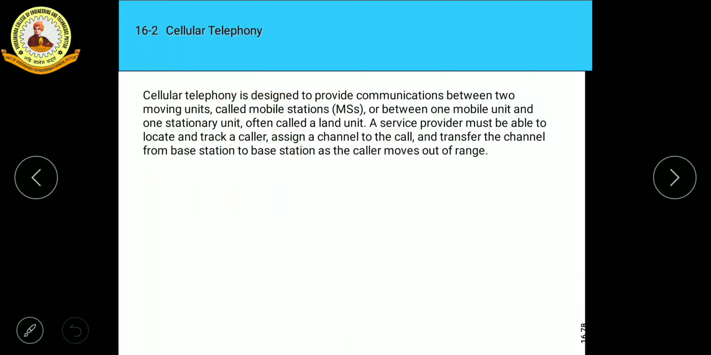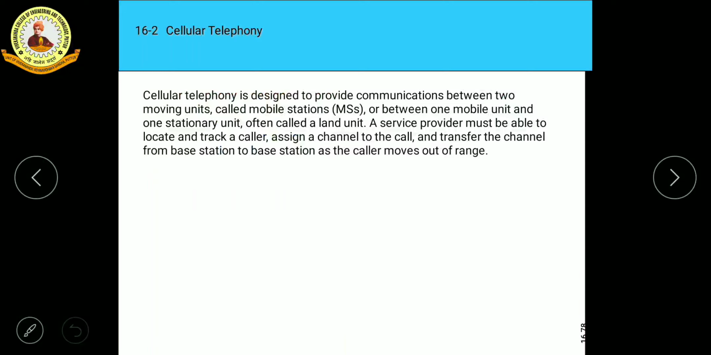So what is the role of the service provider here? The role of the service provider is to locate and track a caller. First you need to know your service providers, like Jio or Airtel. They will locate you and they will track you. You will always be moving when you are using a mobile, or you may be stationary, but those mobile units may be moving, right? So there is a need to locate a user and track a caller. User and caller are the same here. The service provider has to locate and track a caller, and assign a channel.